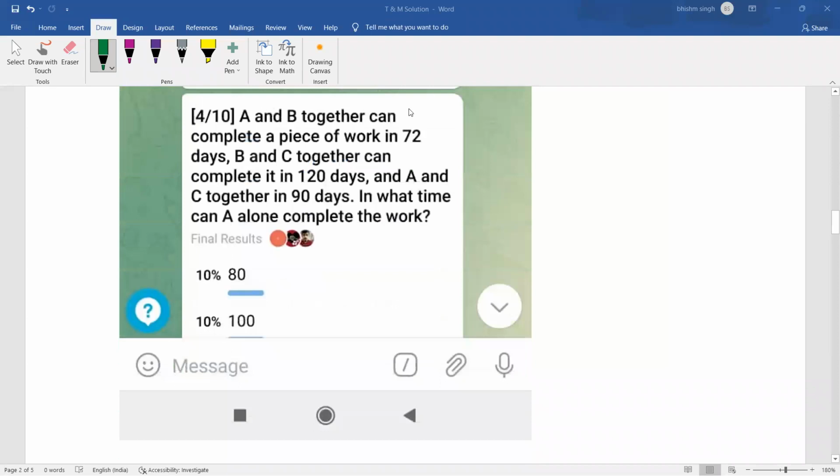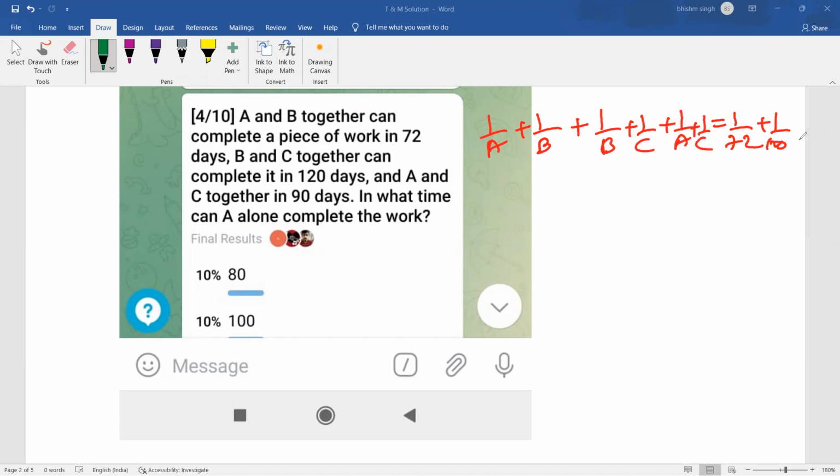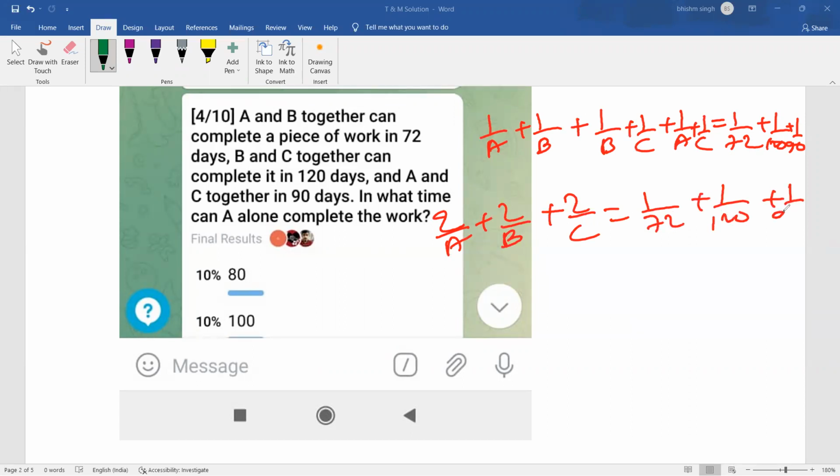See everyone, question number 4. Question number 4 is saying: A and B together can complete a work in how many days? A and B will complete the work in 72 days, so I will write 1 by 72. B and C complete the work in 120 days, so 1 by 120. And A and C will complete the work in 90 days, so 1 by 90. So this is what happened: 2 by A plus 2 by B plus 2 by C equals 1 by 72, 1 by 120 plus 1 by 90.